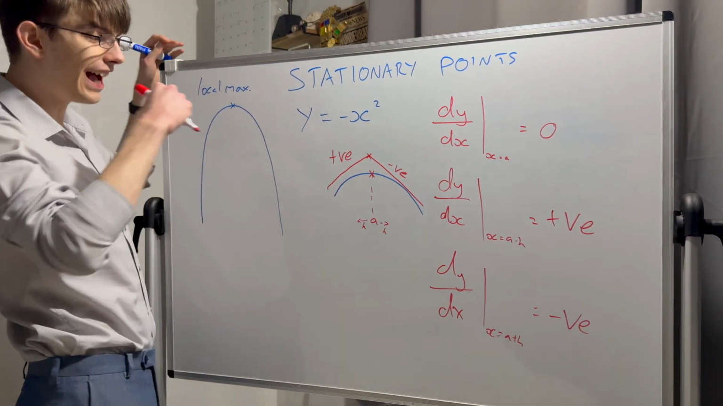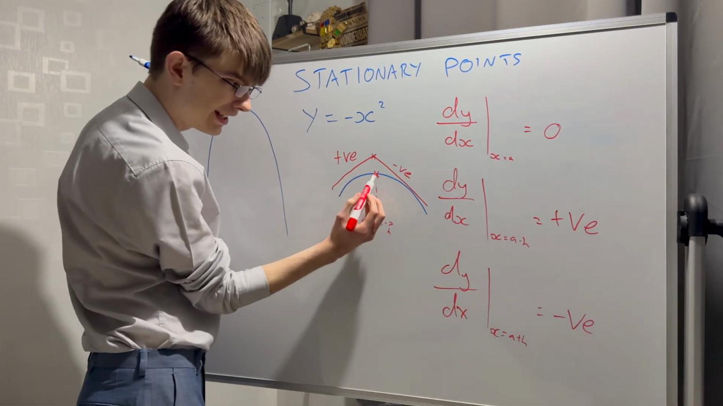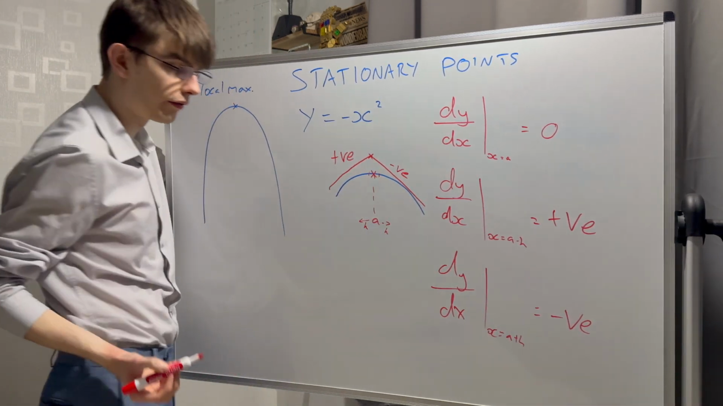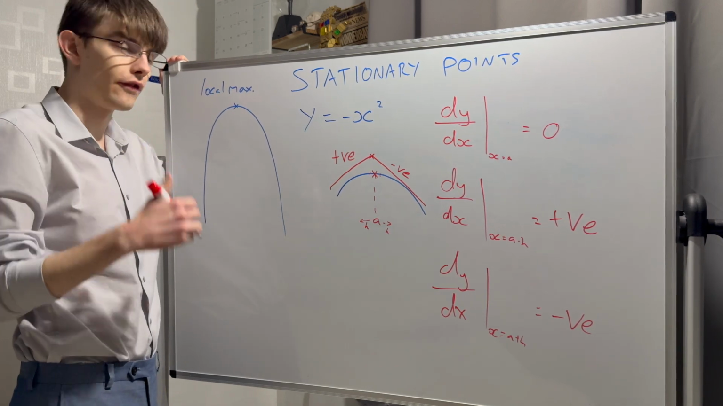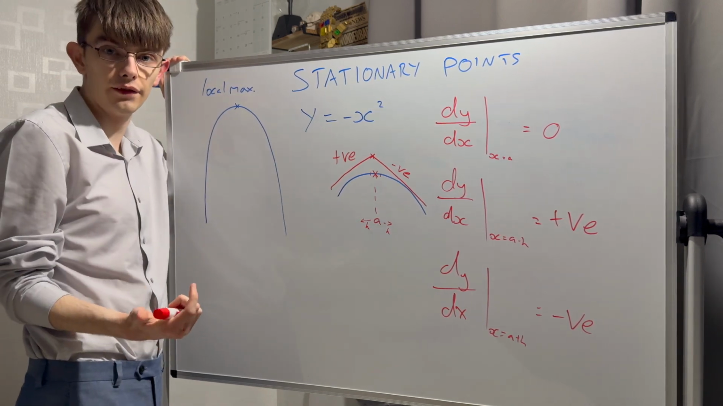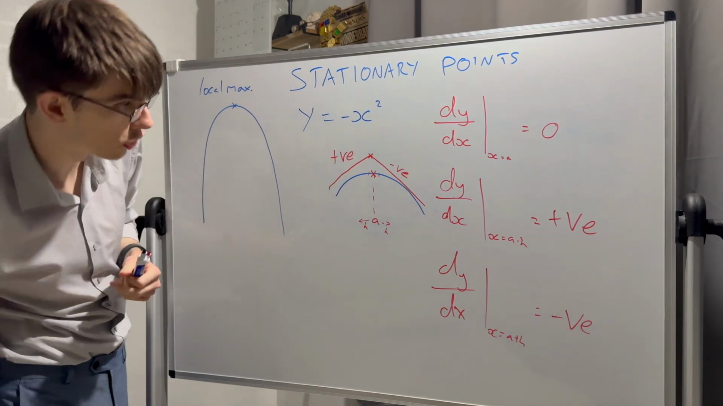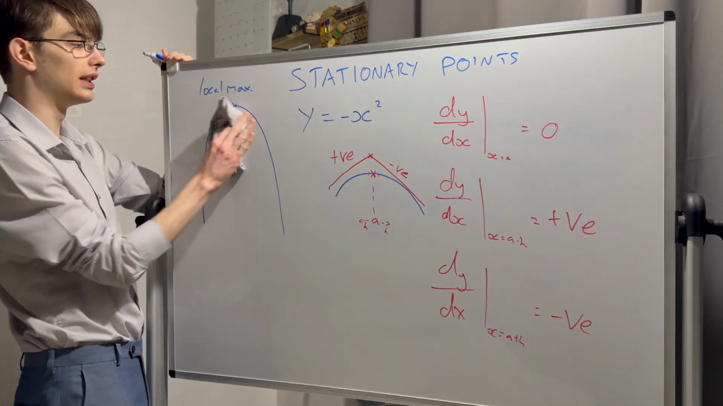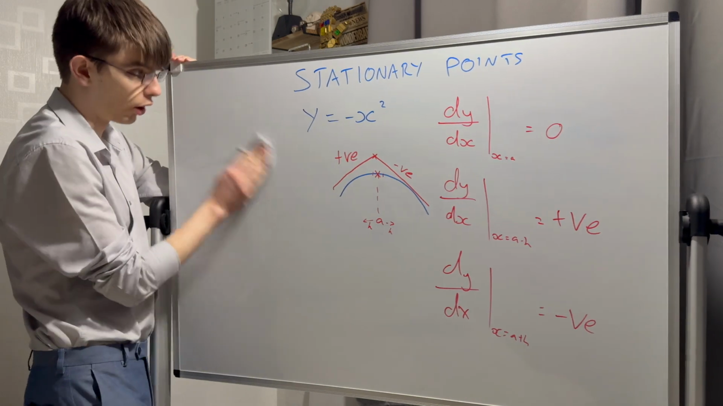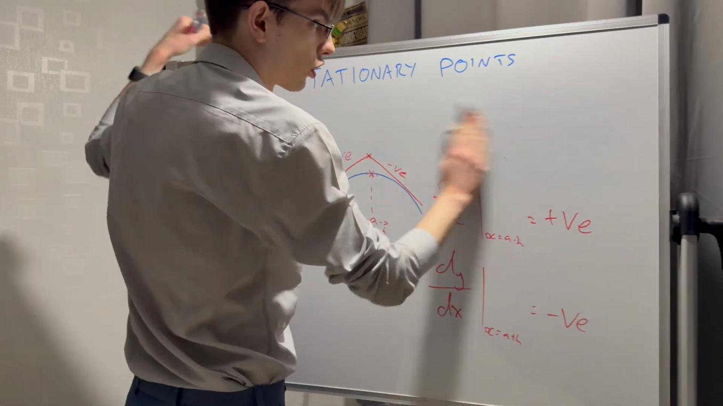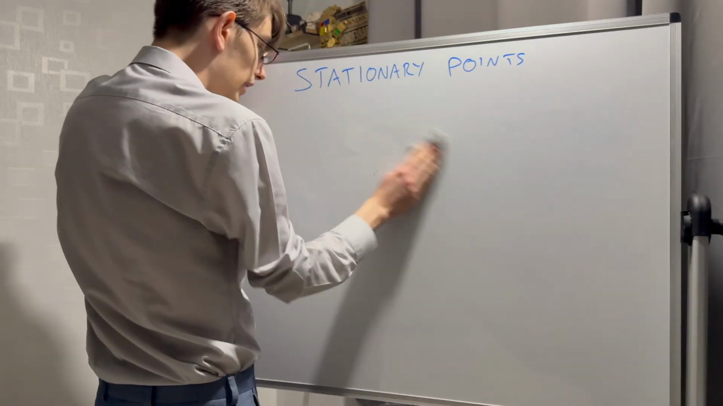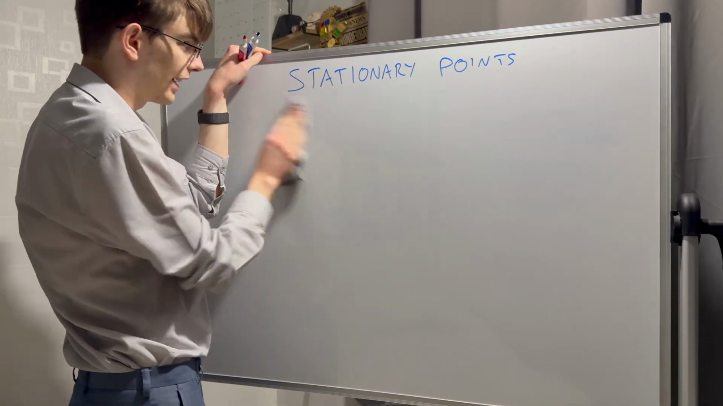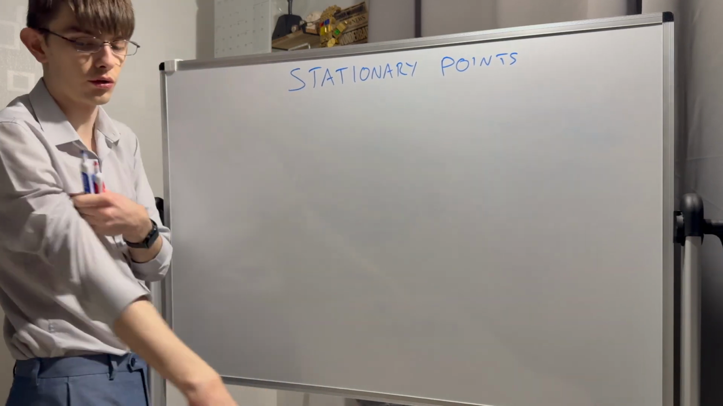So I can take a point either side of my stationary point. I can determine if the gradient is positive or negative, and using that information, I can determine if it is a local maximum, a local minimum, or potentially a point of inflection. Now, this is just one method of how to do it. In the next video, I'll show you the next one using higher order derivatives.